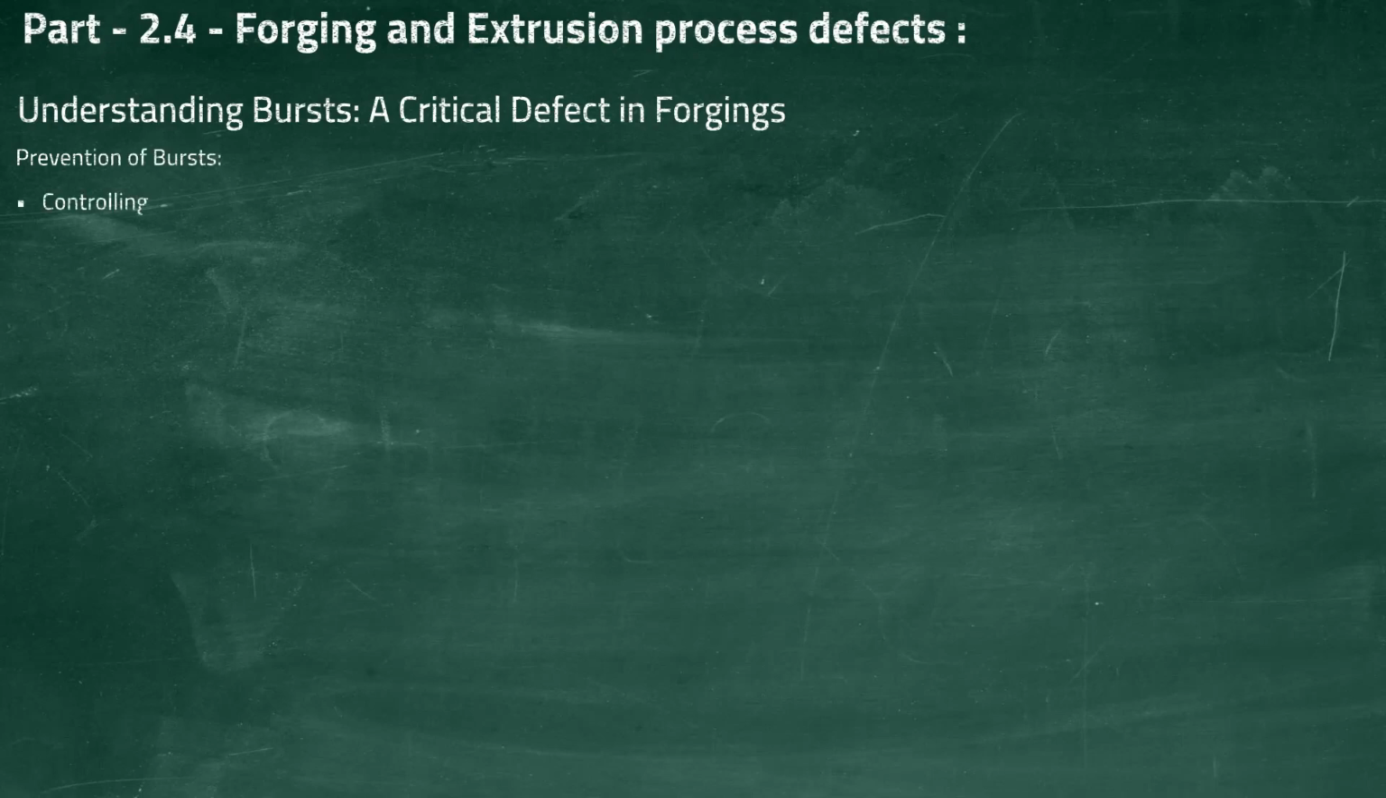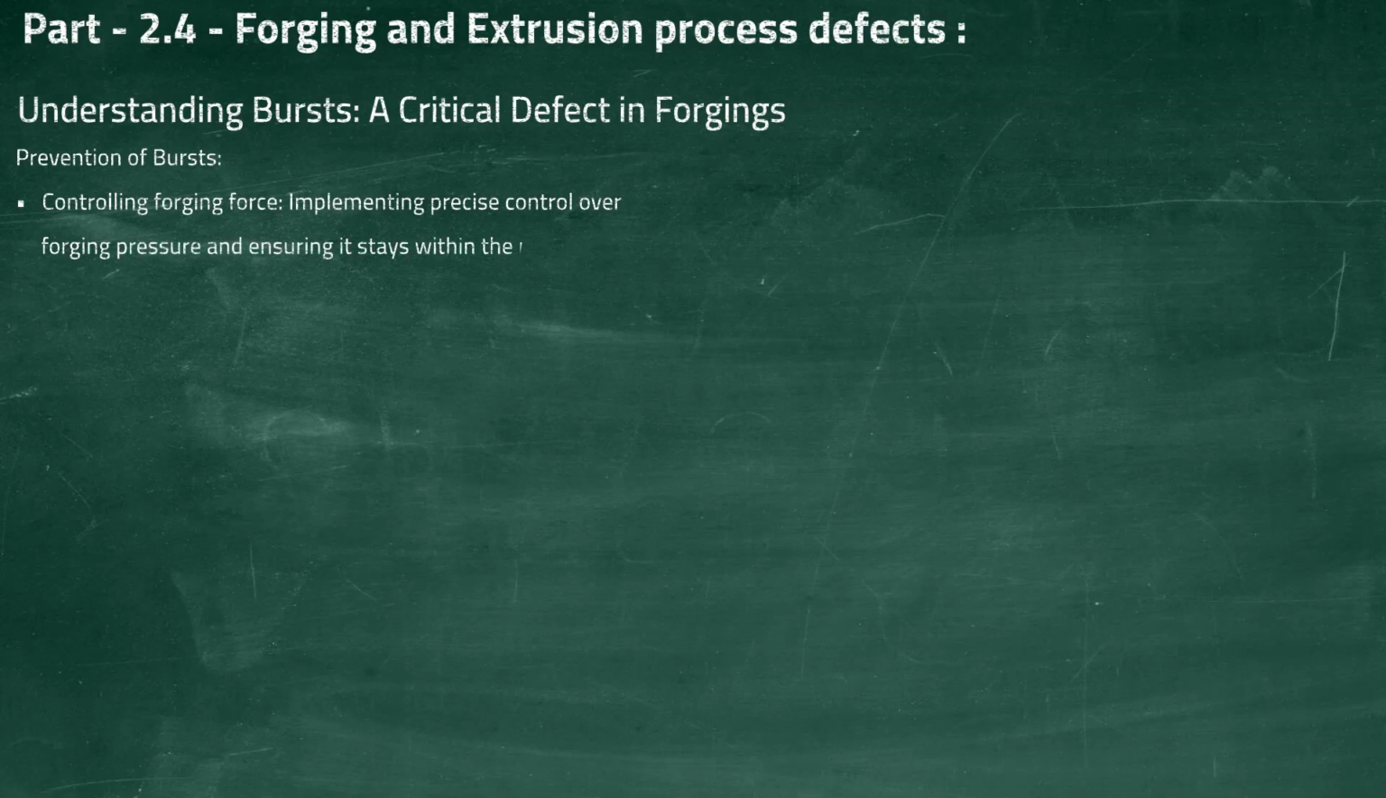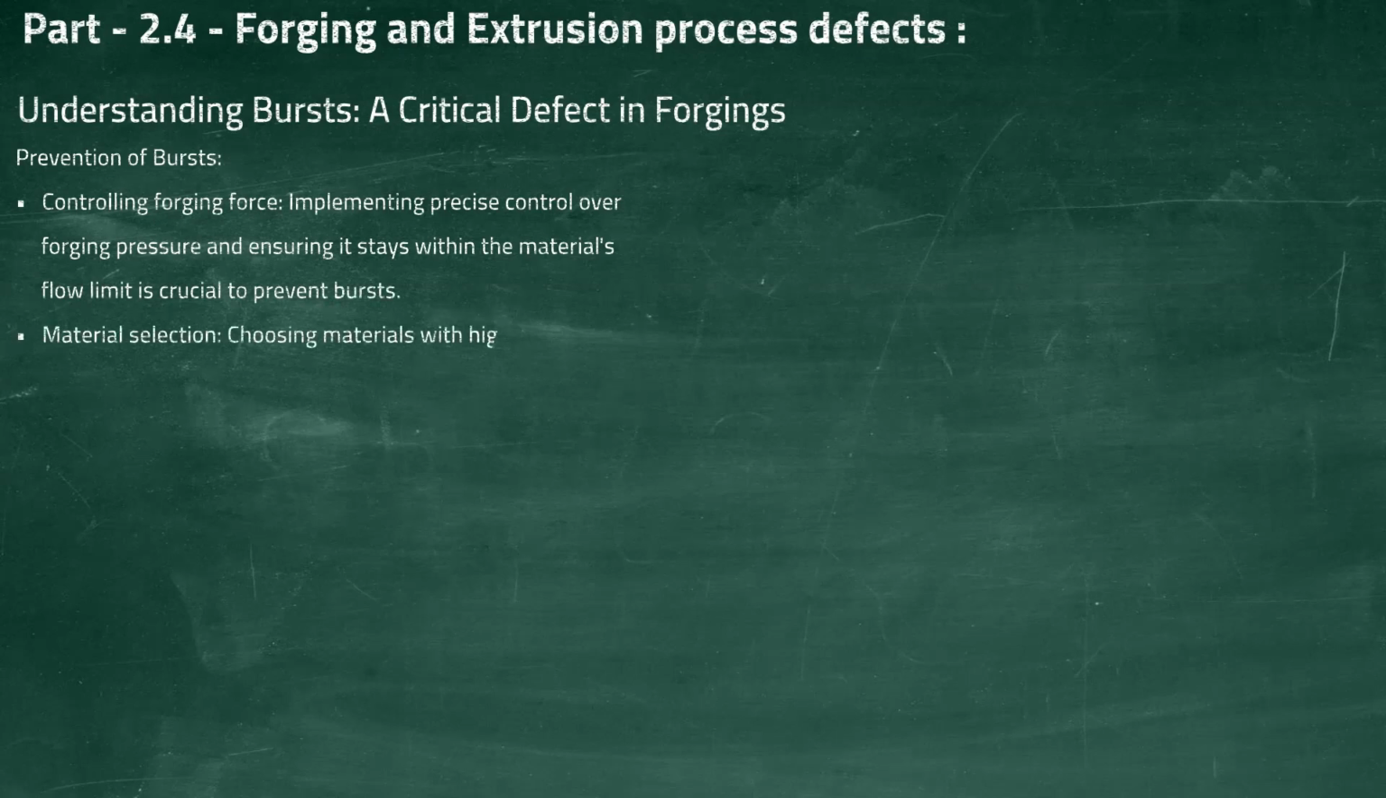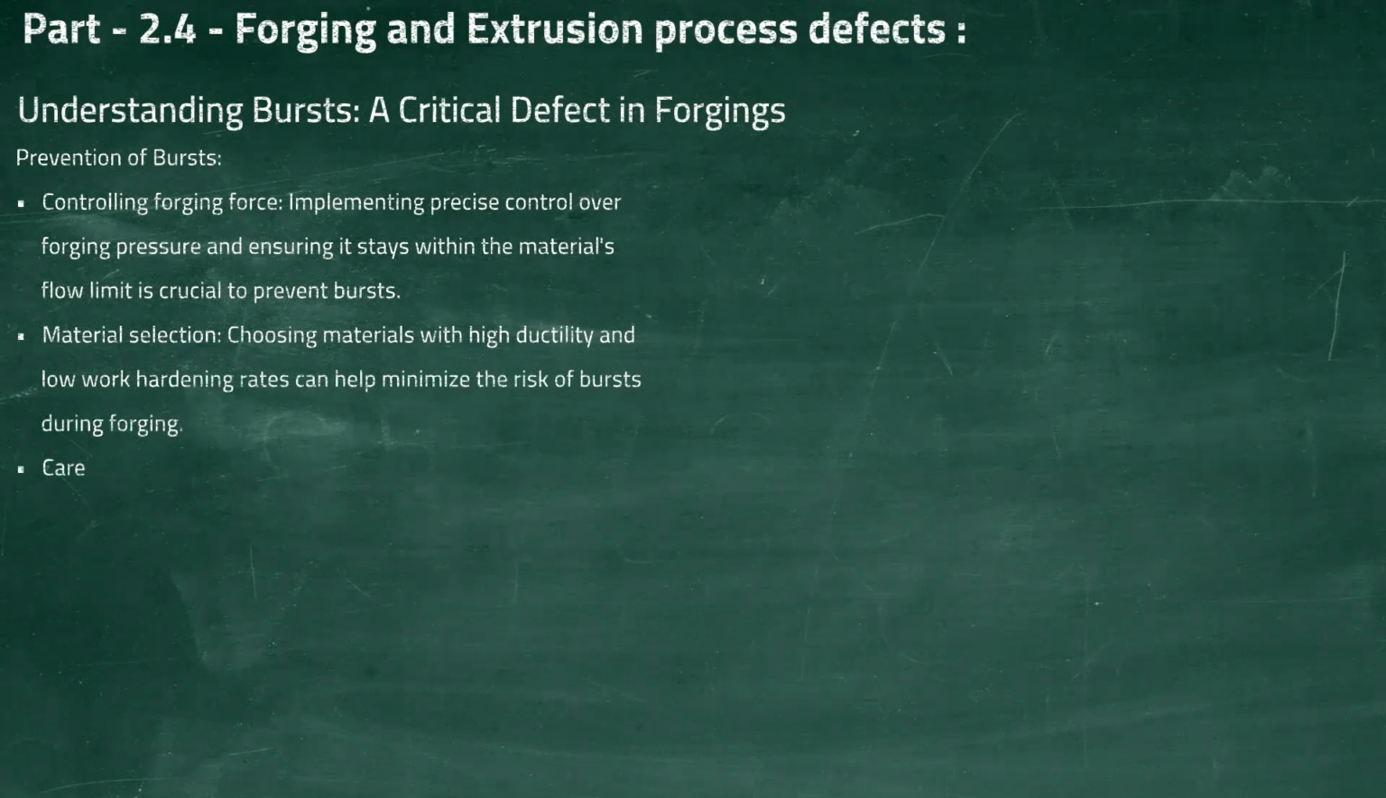Prevention of bursts. Controlling forging force. Implementing precise control over forging pressure and ensuring it stays within the material's flow limit is crucial to prevent bursts. Material selection. Choosing materials with high ductility and low work hardening rates can help minimize the risk of bursts during forging.